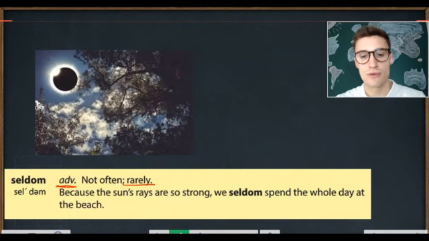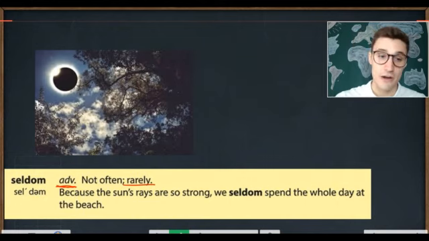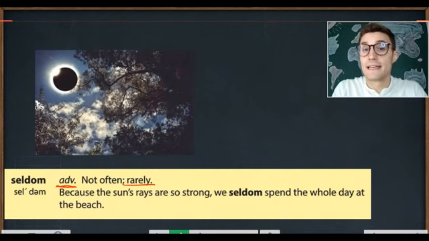Because the sun's rays are so strong, we seldom spend the whole day at the beach. So not a lot. Seldom. What do you do seldom? Because it's not very healthy, I seldom eat ice cream.